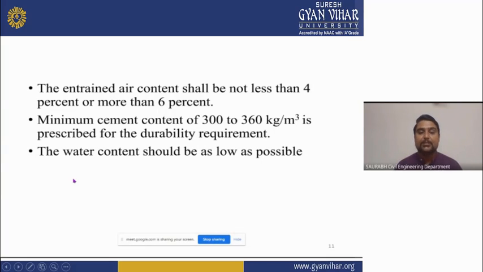The entrained air content shall be not less than 4% or more than 6%. The minimum cement content we use for pre-stressed concrete is 300 to 360 kg per meter cube, prescribed for durability requirement. The water content should be as low as possible.